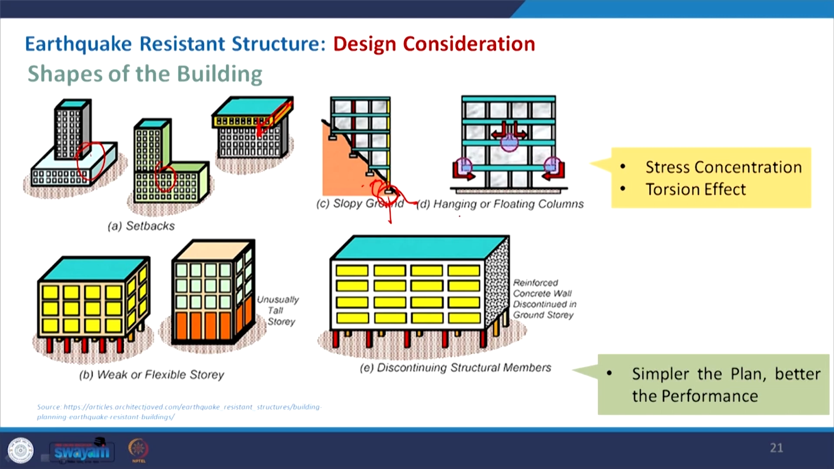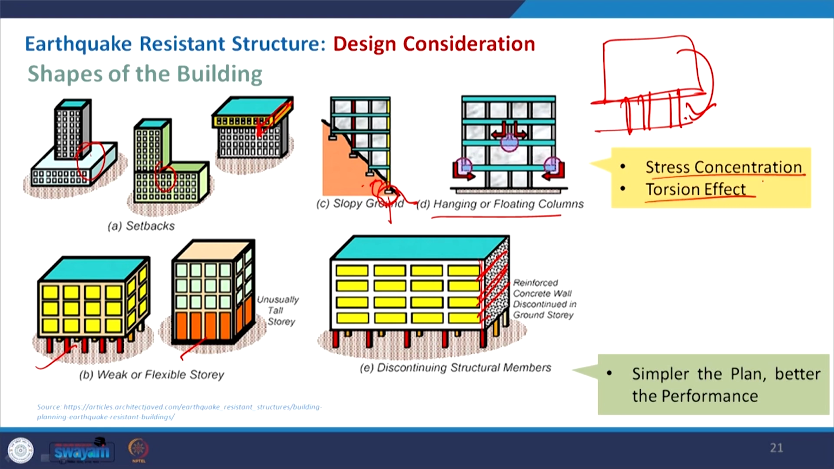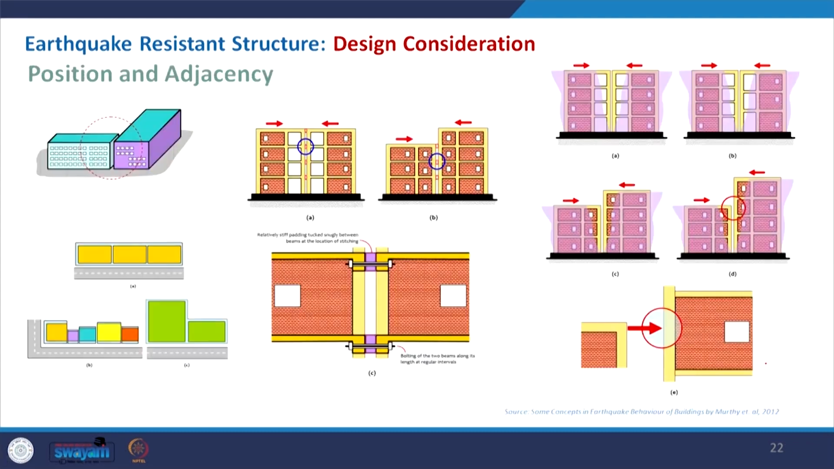If we want to make something hanging or a floating column, where you have a heavy structure and at the bottom you have very minimal structure, they will also be very vulnerable. Then again the soft story and weak story we have already explained, and then the discontinuing structural members, where the beams and columns are being stopped and not really anchored on different sides. That may also create a problem. The stress concentration and torsion effect are the responsible factors for them. The simpler the plan, the better the performance during the earthquake, that we have to acknowledge.